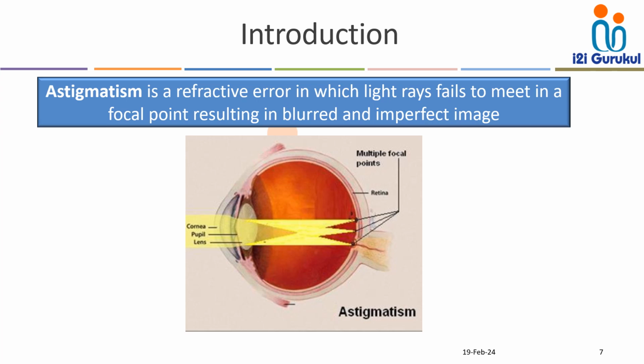What is astigmatism? It is a Greek word. A means without, stigma means point, that is, without a point. So astigmatism means without the focal point. You have multiple focal points, not a single one. That is what we call astigmatism.